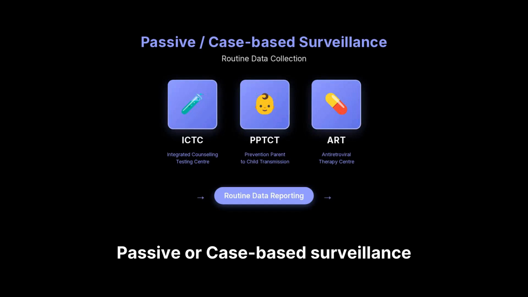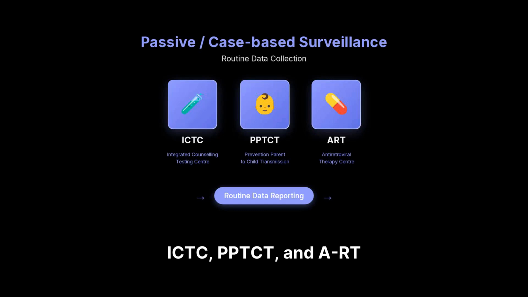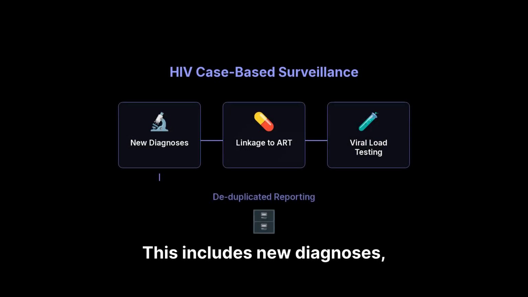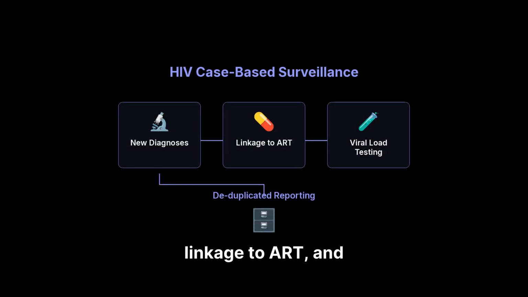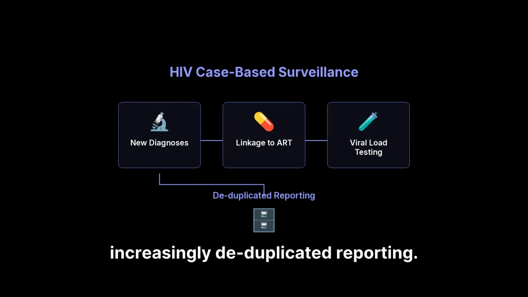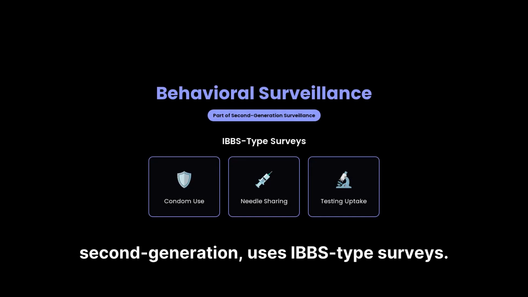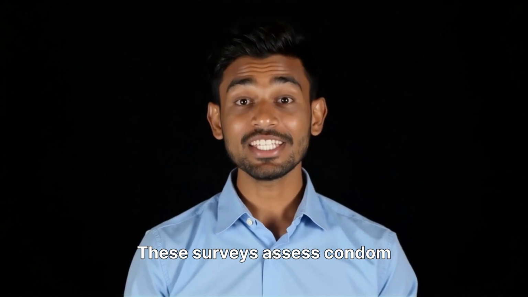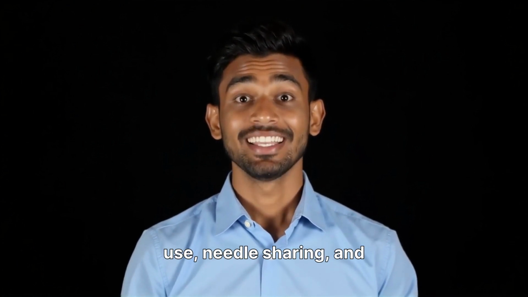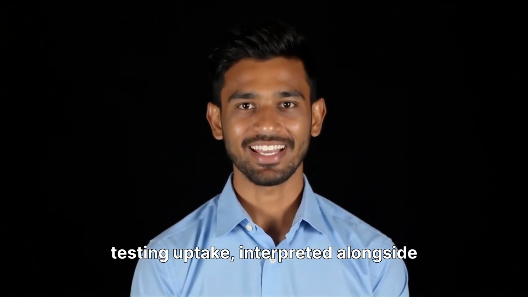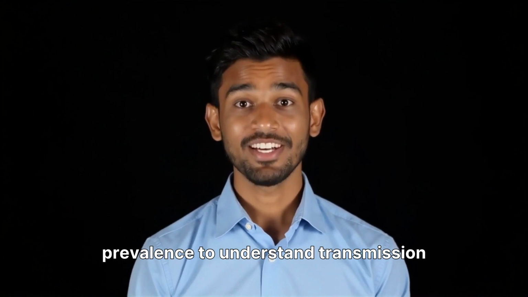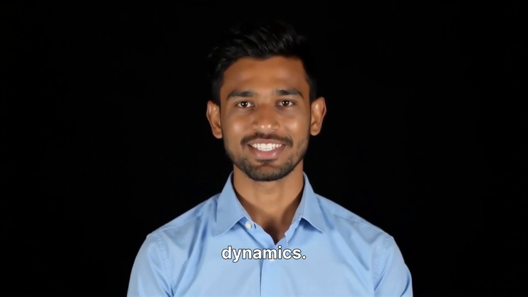Passive or case-based surveillance involves routine data from ICTC, PPTCT, and ART centers. This includes new diagnoses, linkage to ART, and viral load testing, with increasingly deduplicated reporting. Behavioral surveillance, part of second generation, uses IBBS-type surveys. These surveys assess condom use, needle sharing, and testing uptake, interpreted alongside prevalence to understand transmission dynamics.